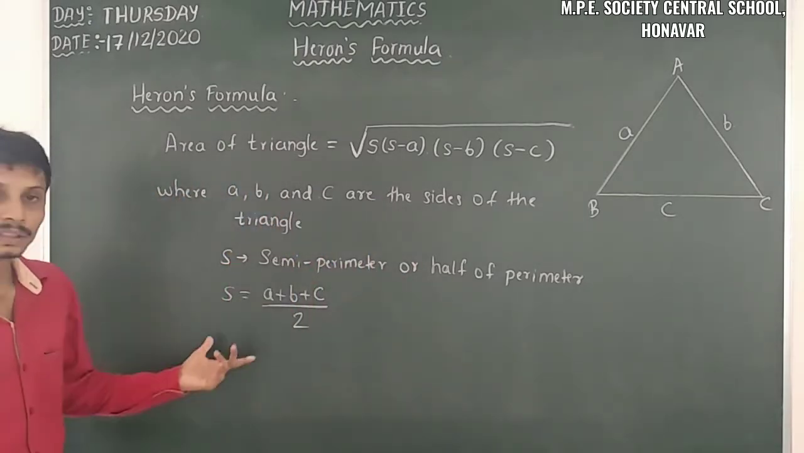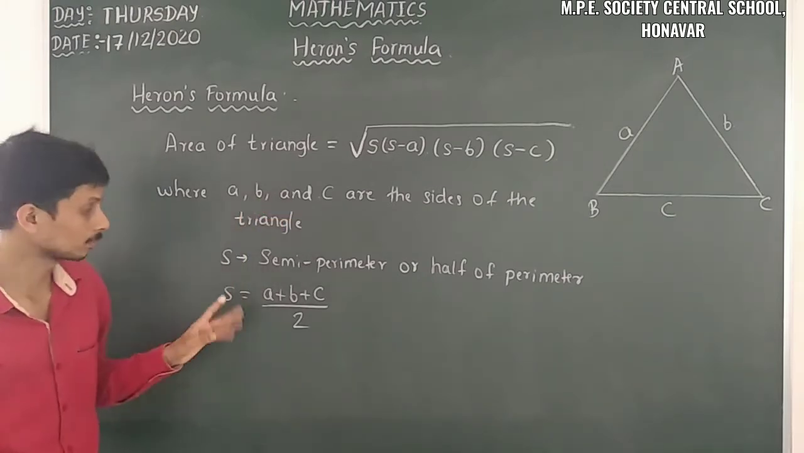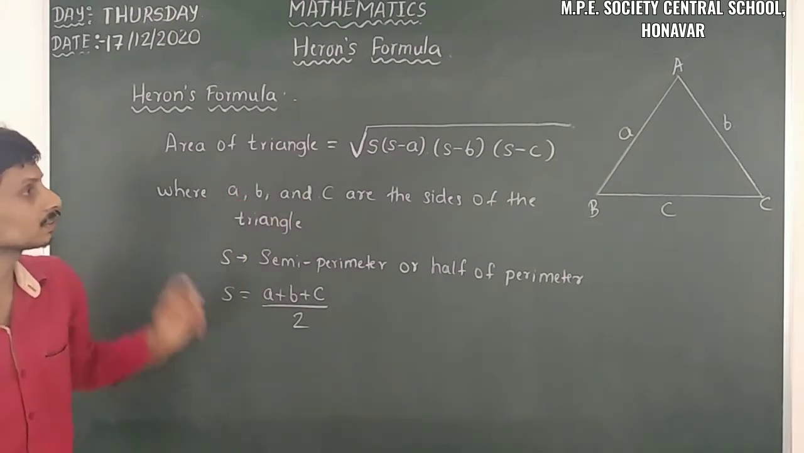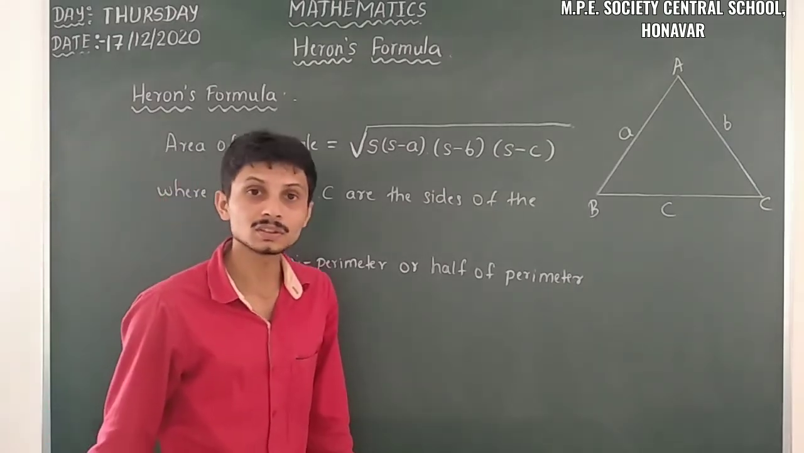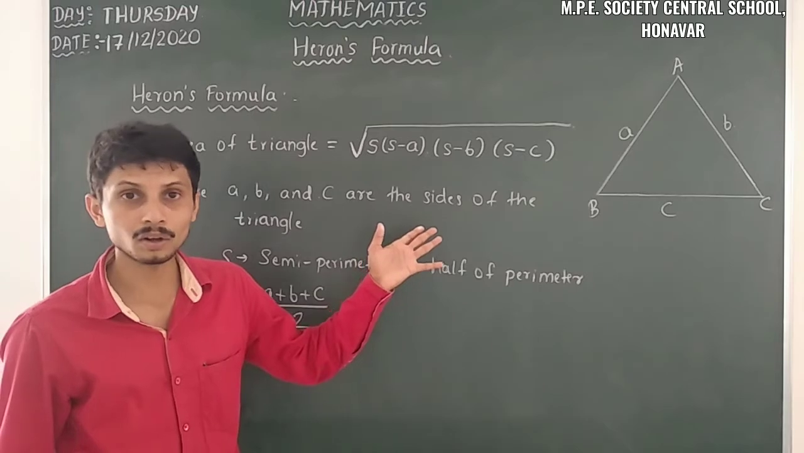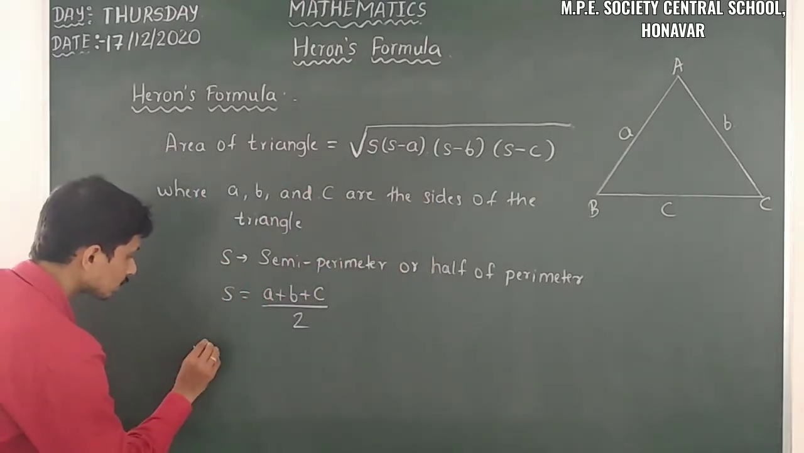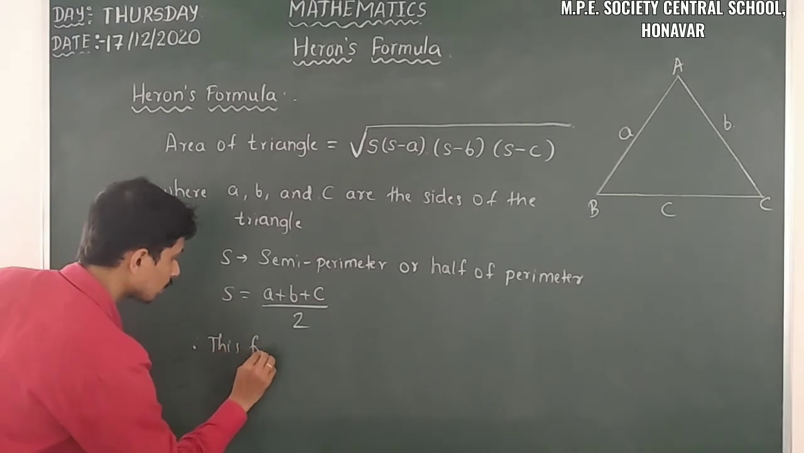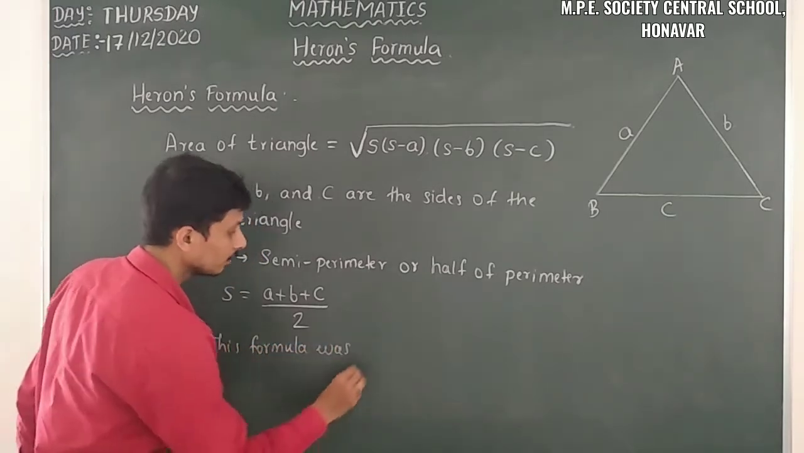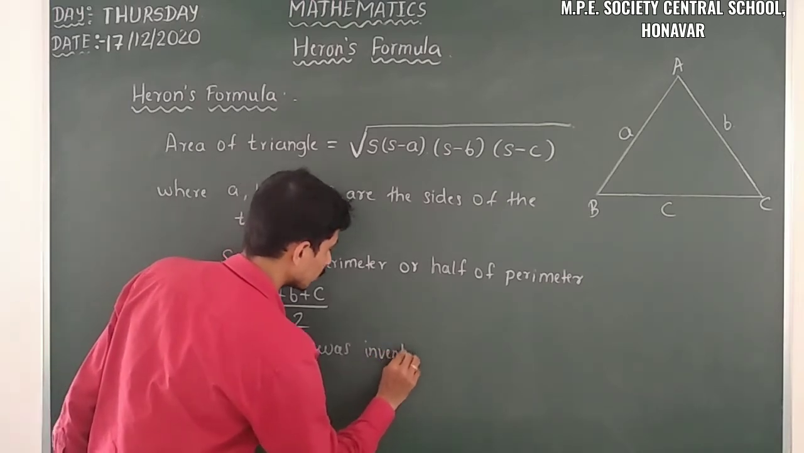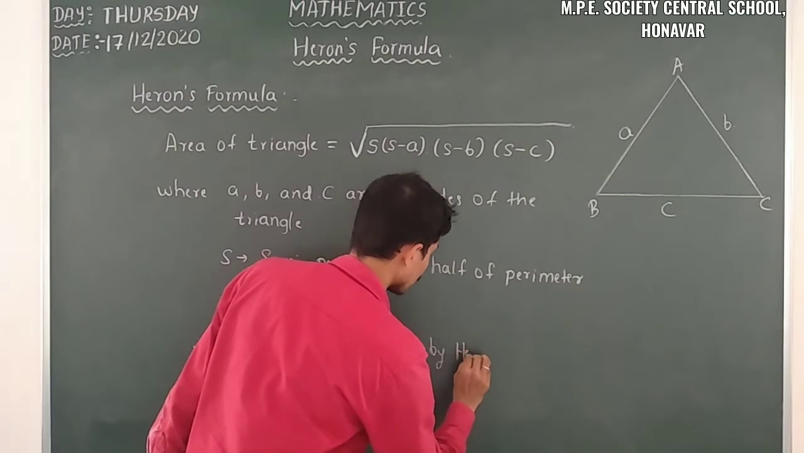So let us take this area of triangle and solve some problems. Here the area of triangle is equal to square root of s into s minus a into s minus b into s minus c. So this was invented by Heron, and that's why we call it Heron's formula. Therefore, this formula was invented by Heron.